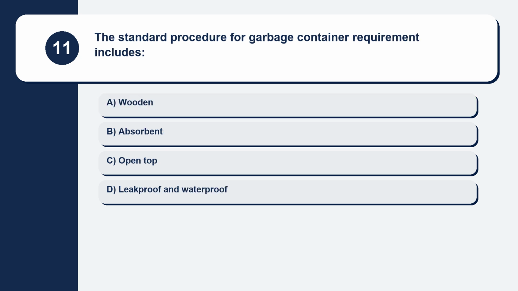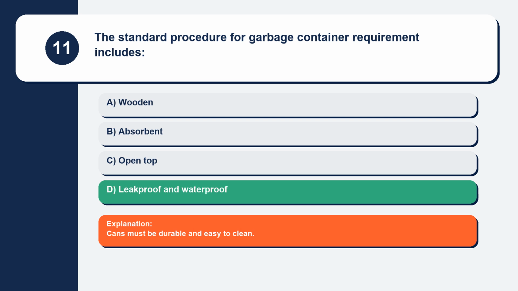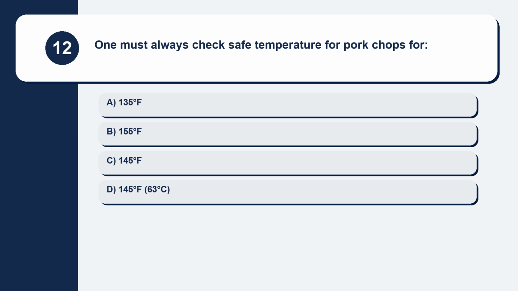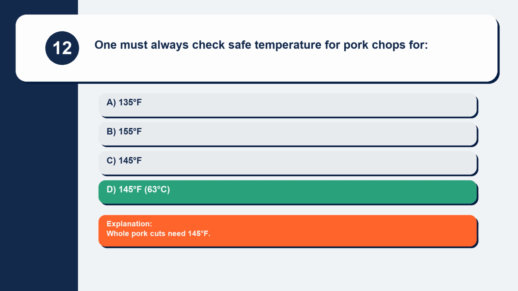Question 11. The standard procedure for garbage container requirement includes: wooden, absorbent, open top, leak-proof and waterproof. Cans must be durable and easy to clean. Question 12. One must always check safe temperature for pork chops: 135 degrees Fahrenheit, 155 degrees Fahrenheit, 145 degrees Fahrenheit, 63 degrees Celsius. Whole pork cuts need 145 degrees Fahrenheit.